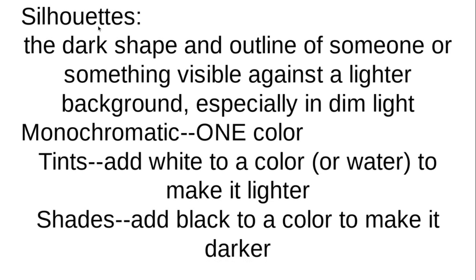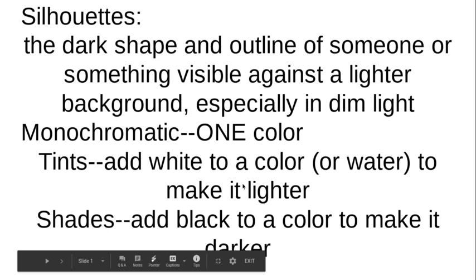First, you need to know that a silhouette is a dark shape and outline of something or someone. Usually it's visible against a lighter background. A lot of times people can take photos of people on the beach, for example, at sunset or sunrise. You can just see the black outline of a person. So that's a silhouette. I'll show you an example of that in a minute.